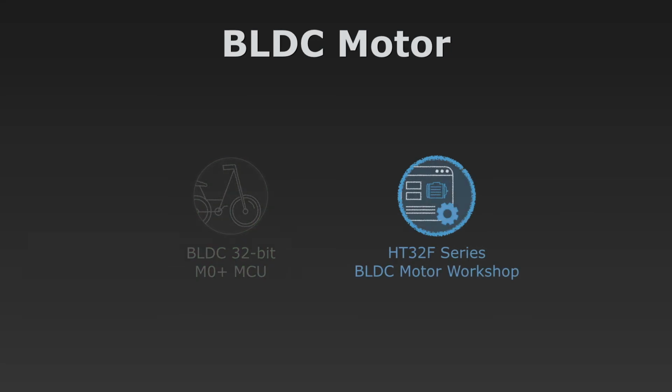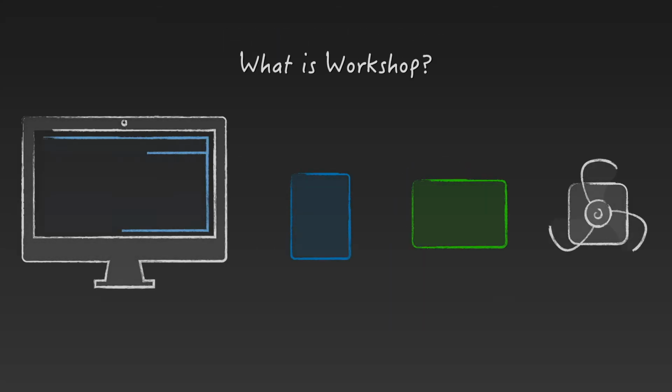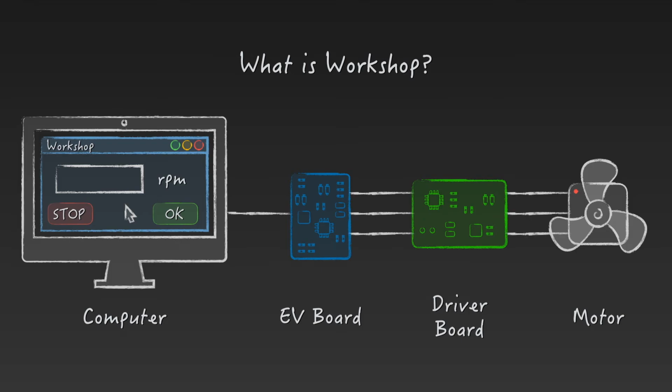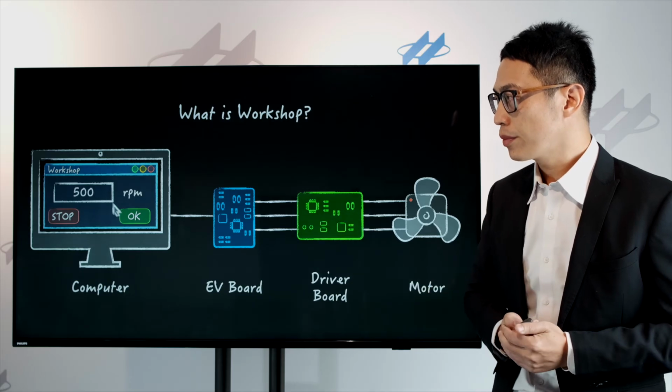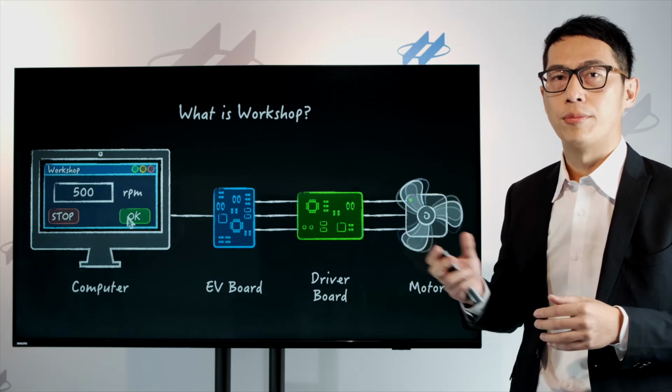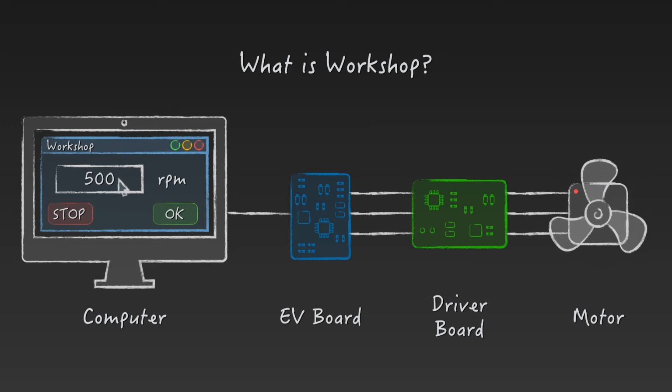So the next one is the HT32F series BLDC motor workshop. So let's see the workshop functions. What's the workshop? In the beginning I said the purpose is to reduce the barrier if customers want to develop BLDC motor solutions. So we developed the workshop, shown like the animation. You can very easily modify the parameters and control the motor speed, and combine with our EV board to drive the external motor. It will be very useful to save your development duration.